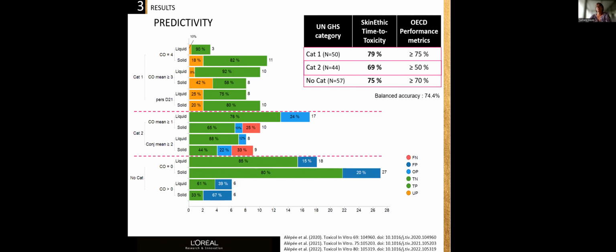And you could see that briefly in green, it's what was considered as a true negative or true positive chemical, so correctly classified as expected. In blue, it's what has been considered as a false positive, meaning that those chemicals were over classified. So for example, you could see for the no-cats that there are few chemicals that were over classified as category 2 or even category 1.